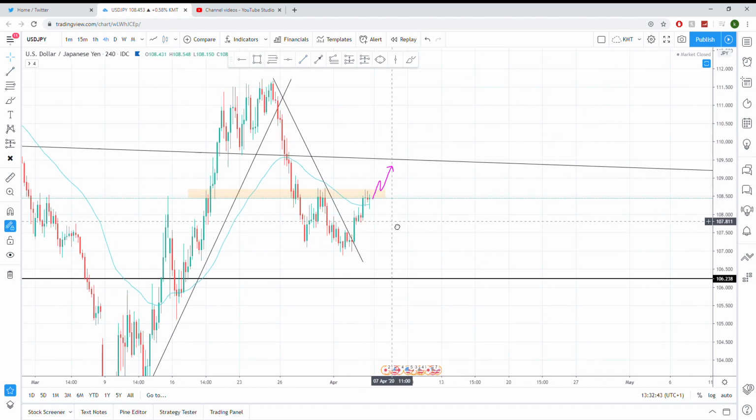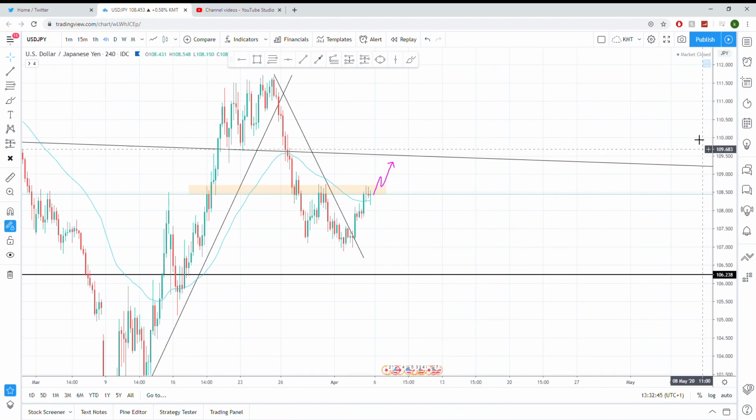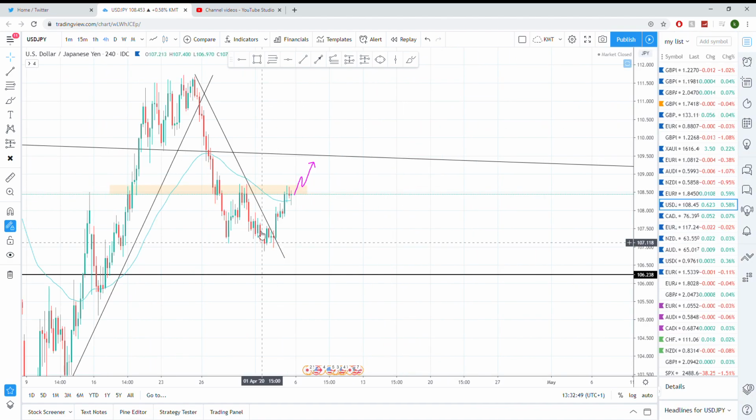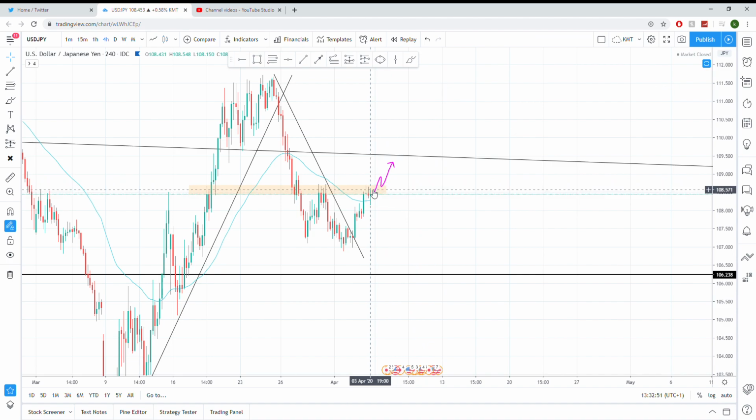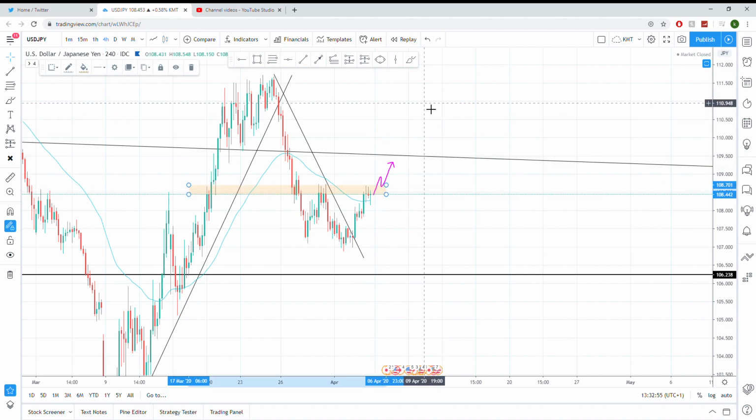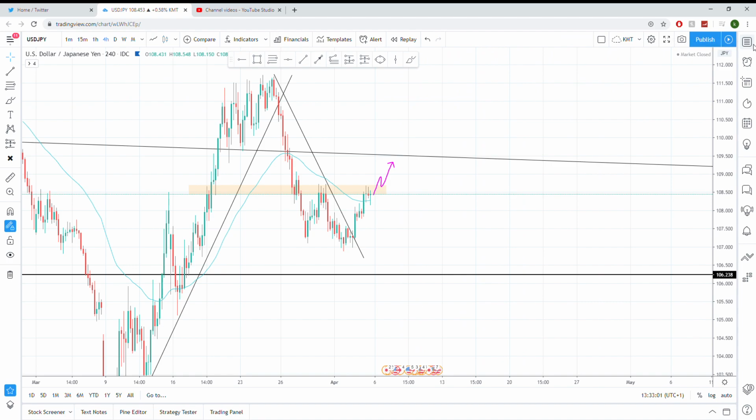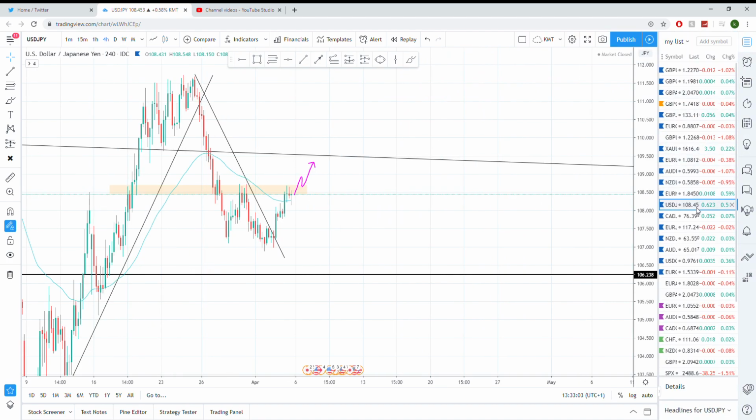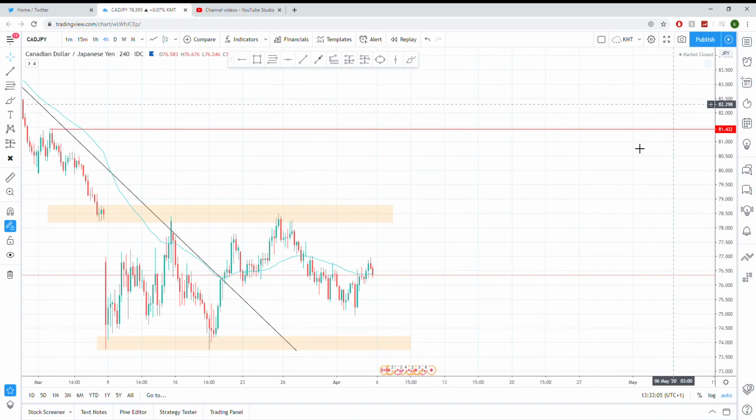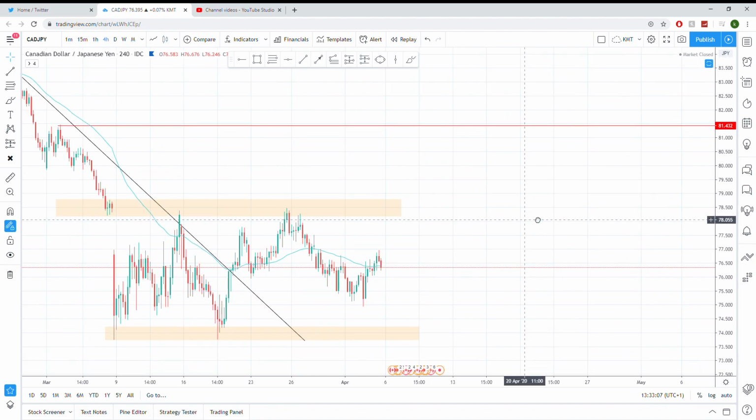But yeah, I'm looking more for a push to the upside if we do get a closure above that zone. Sorry, I'll just repeat that level: 108.422 to 108.701.